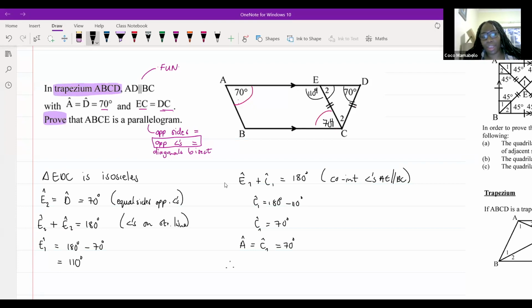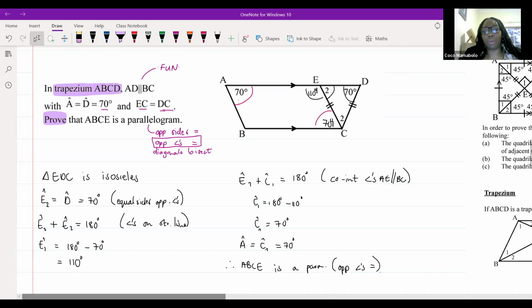Then we can say, therefore, ABCE is a parallelogram. And our reason for that is that our opposite angles are equal. Okay. All right, that was a bit of a difficult one, but it does come up.